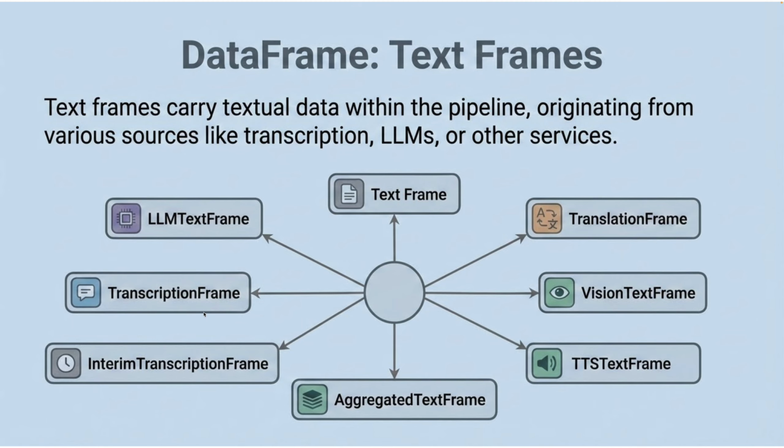Here are the 8 different types of text frames that we have: text frame, LLM text frame, transcription frame, interim transcription frame, aggregated text frame, TTS text frame, vision text frame, and translation frame. We have different types of models involved: a vision model, a translation model, a TTS model, aggregation processors, transcription frames for STT, and frames for LLM. These are the different frames that we have.